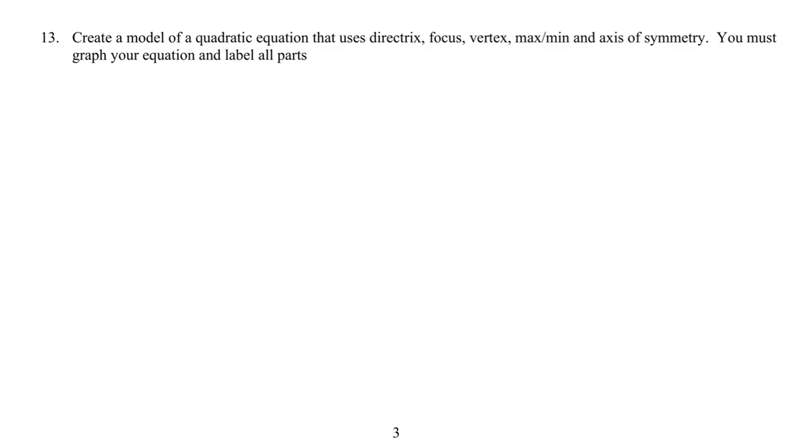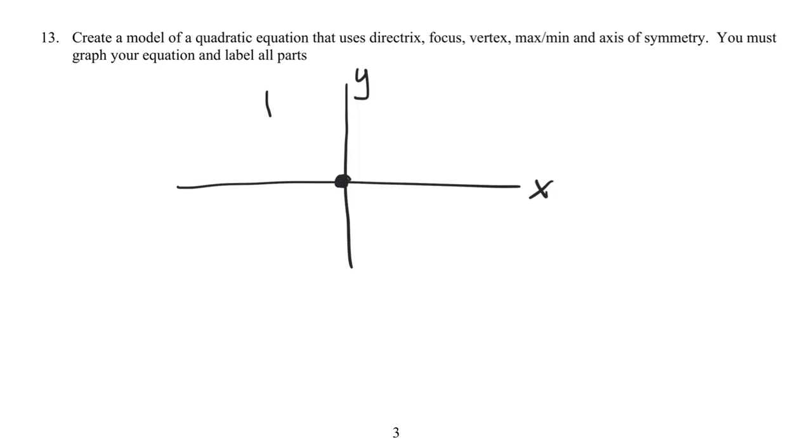You'll have an open response, and this is one of them. Create a model of a quadratic equation that uses directrix, focus, vertex, max or min, axis of symmetry. You must graph your equation and label all parts. So when you take the test, I would start by graphing your y-axis and your x-axis. You want the parabola to go through the origin. That's probably the easiest.